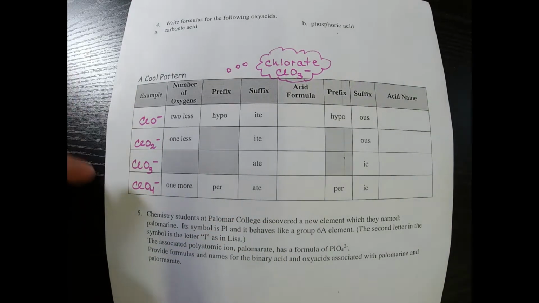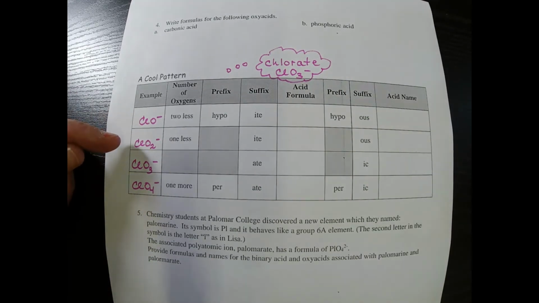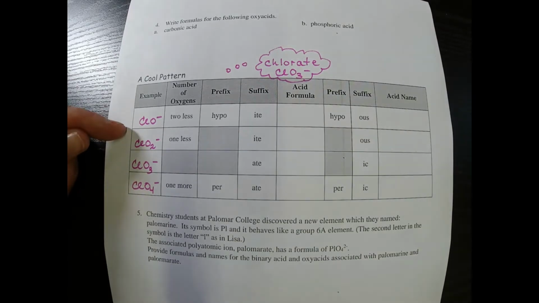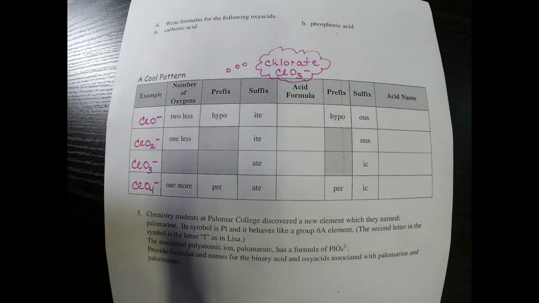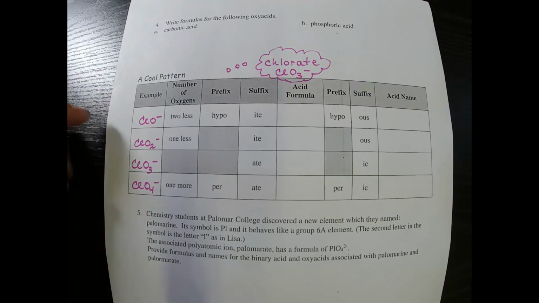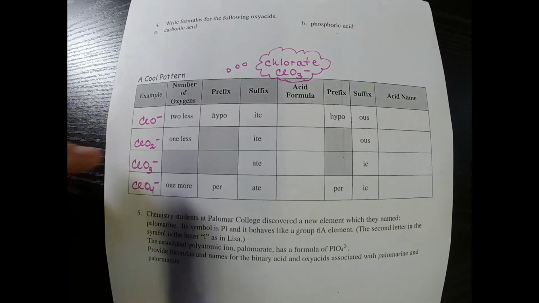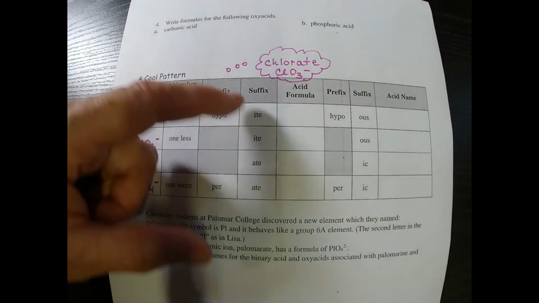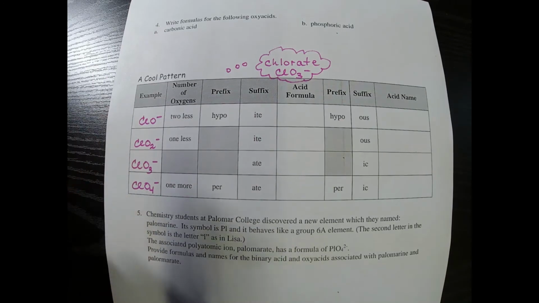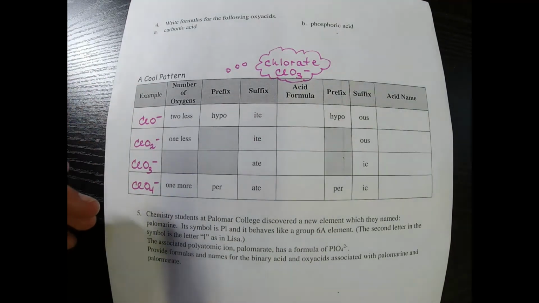On the opposite end of things, you can start taking away oxygens from your ate version. And if you take away one oxygen, then chlorate becomes chlorite. And if you take away 2 oxygens from your ate version or your base version, you're going to add the word hypo in front of the name. So this is hypochlorite. So by memorizing the ate polyatomic ions and then memorizing this pattern of prefixes and suffixes, you can generate the whole series for any particular polyatomic ion.